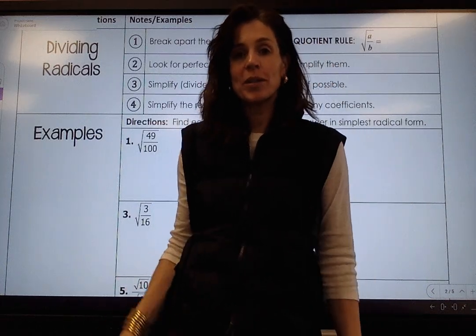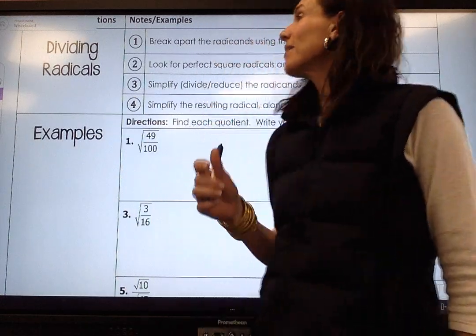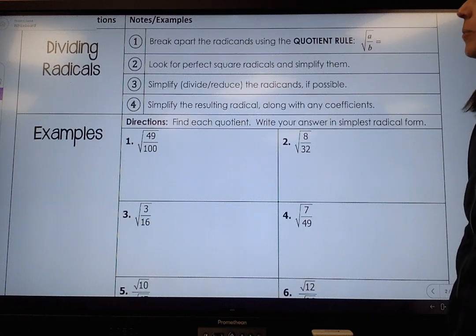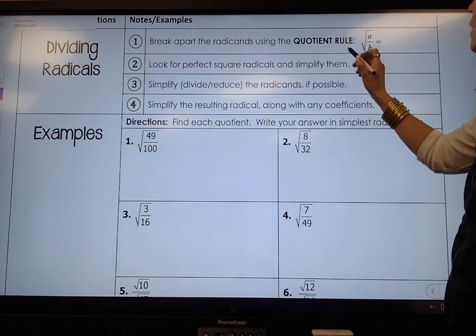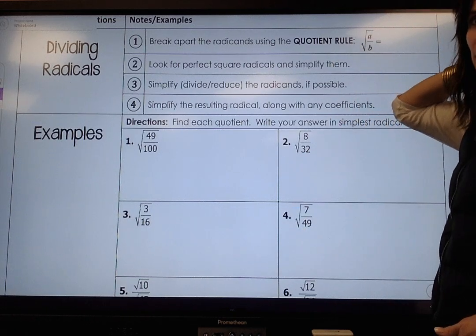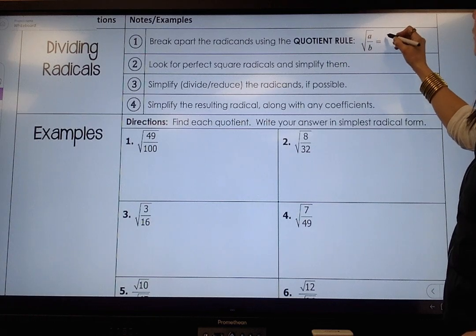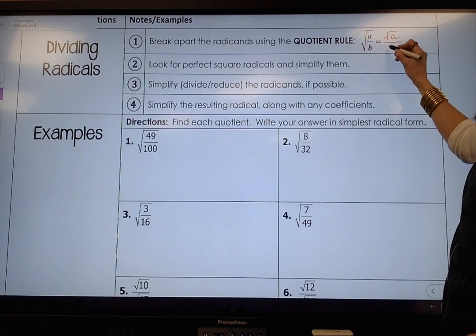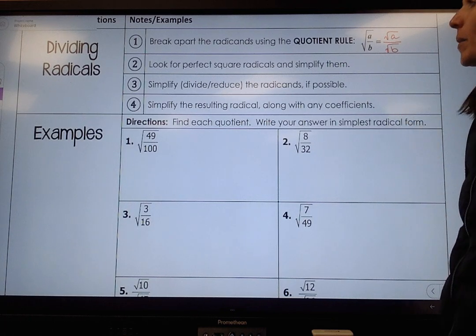In this section, we are going to be talking about dividing radicals. So yes, there is a step-by-step process of how to do it, but the main thing I want to draw your attention to is the quotient rule. And we've done this before. When you have the square root of a fraction, we took the square root of the numerator and we took the square root of the denominator.